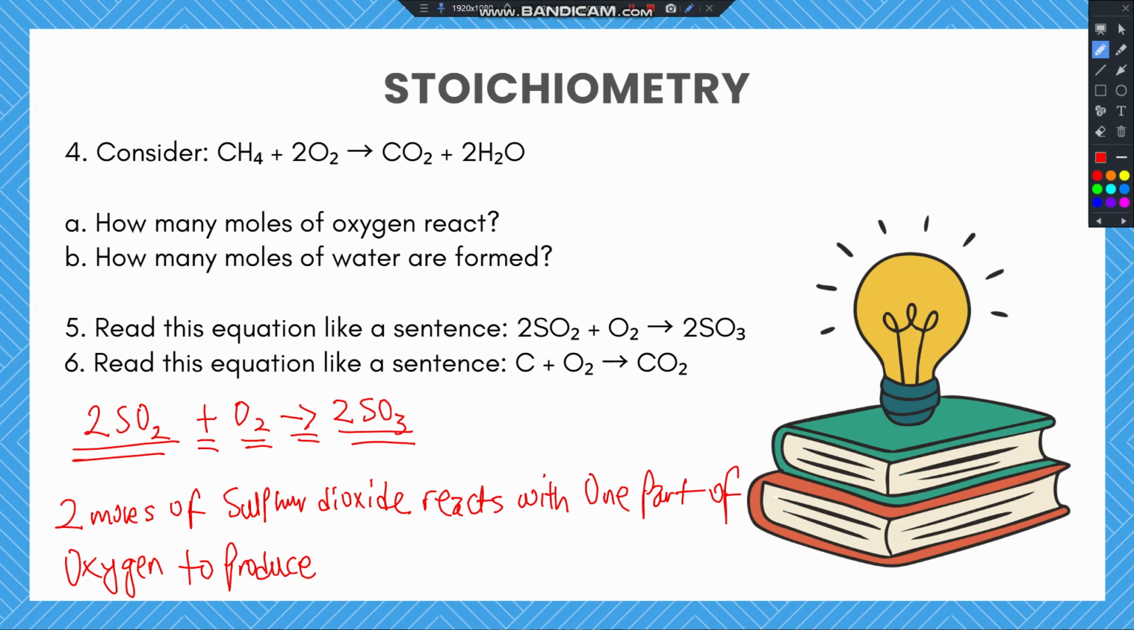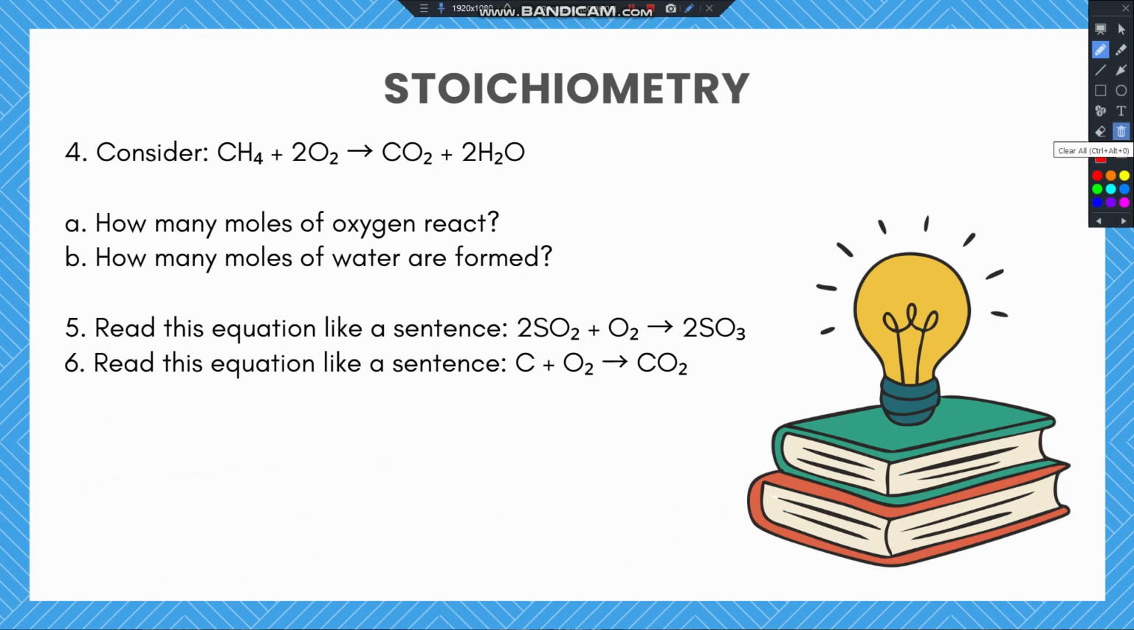And then we have 2SO3 to produce 2 moles of sulfur trioxide. So can you see how every part of this chemical equation was carried along in the reading challenge? 2 moles of sulfur dioxide reacts with 1 part or 1 mole of oxygen to produce 2 moles of sulfur trioxide. Let's do the same for the next chemical equation on the screen.